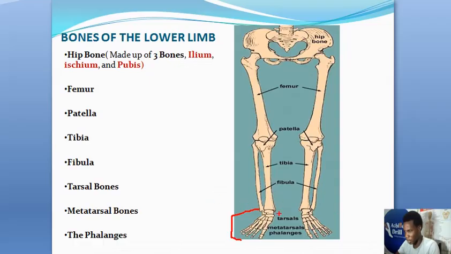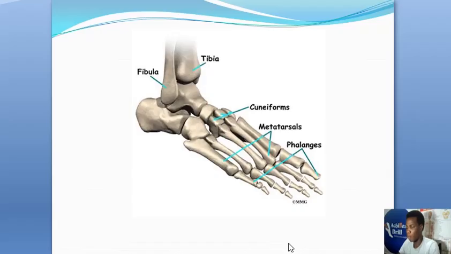Just understand right here we have the tarsals, which include 7 small bones. The metatarsals, we have 5 of them. The phalanges, we have a number of them. Let me use this proper picture. Right here, of course, we are seeing the distal end of the tibia and fibula, and then they are articulating with the tarsal bones. This one tarsal bone right here. Here is another one. Here is another one. Just understand that we have 7 tarsal bones, 7 of them. And then coming down to the metatarsals.